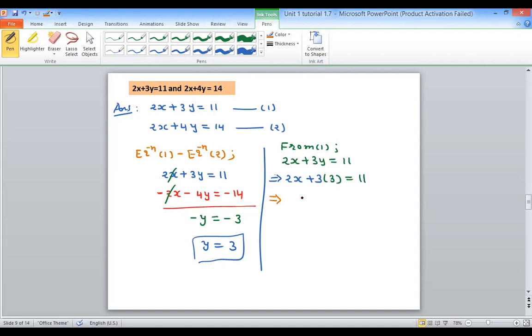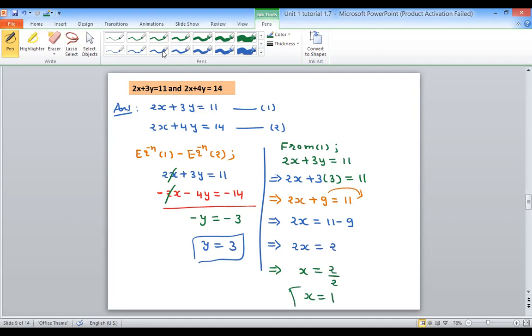This is 2x plus 9 is equal to 11. If I move this 9 to the other side, the sign of the 9 is changed. It's 11 minus 9. You all know 11 minus 9 is equal to 2. So you have x is equal to 2 by 2, that is 1.